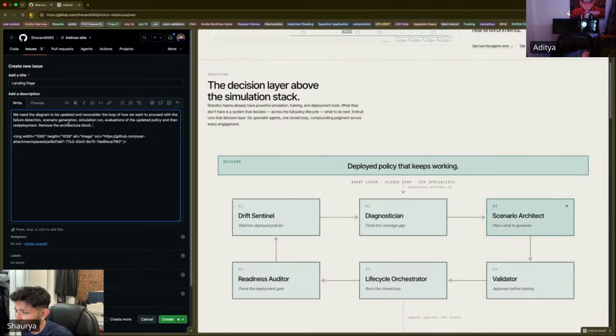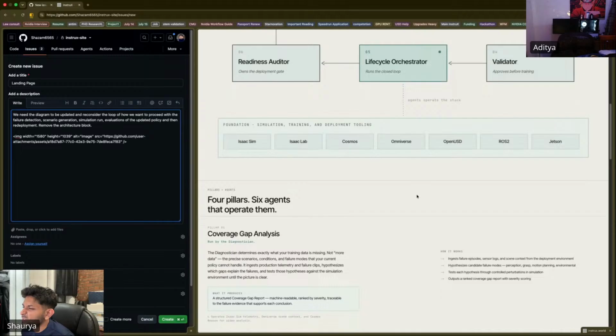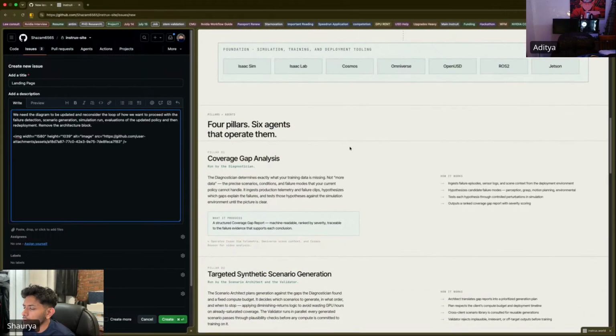Remove the architecture block. Four pillars, six agents that operate.